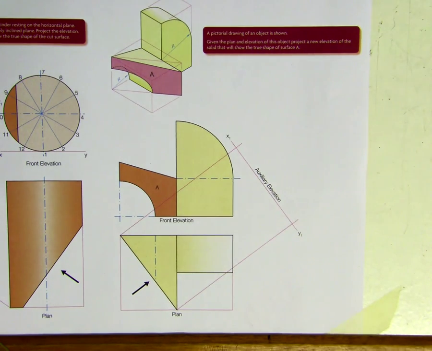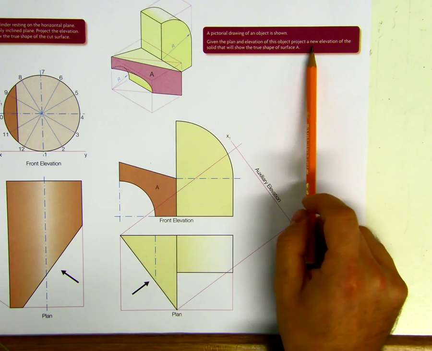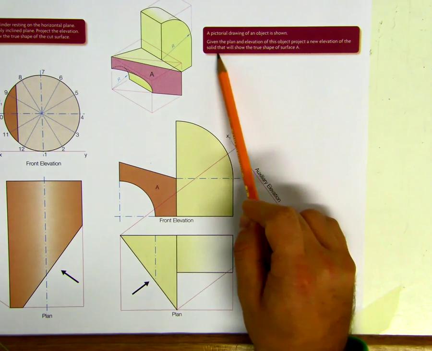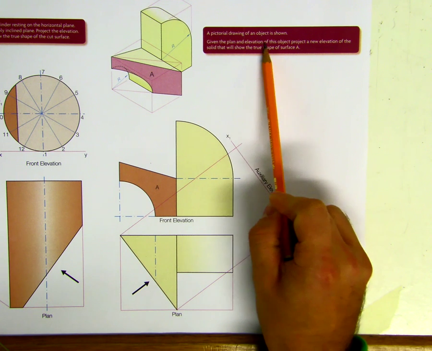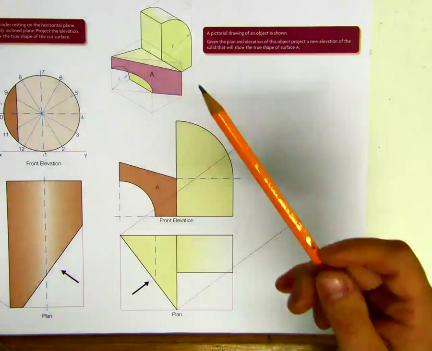Okay, a pictorial drawing of an object is shown. We can see here, given the plan and elevation, we need to project a new elevation of the solid that shows the true shape. So they're asking us for the true shape and the elevation. So we need the true shape of surface A with the new elevation.